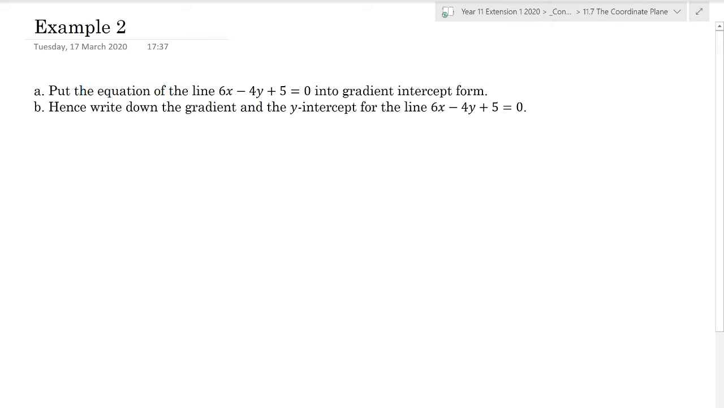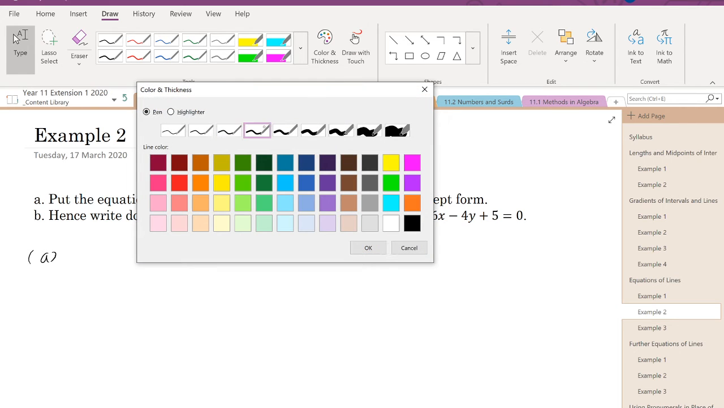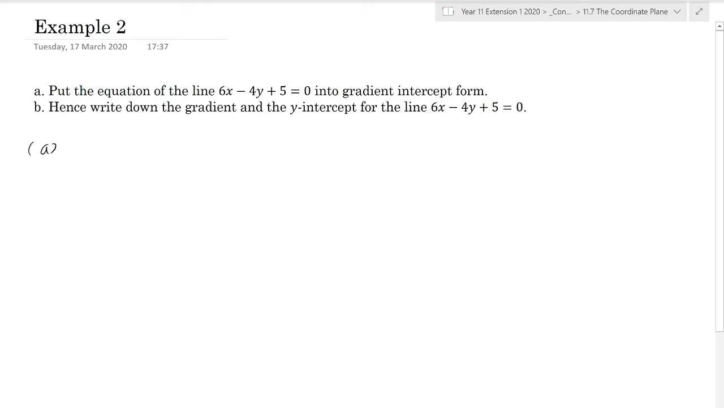Okay, example 2. Put the equation of the line 6x minus 4y plus 5 is equal to 0 in gradient intercept form. So we just want to rearrange this equation for y. I might change my pen so it's a bit thicker. Okay, that's better. We've got 6x minus 4y plus 5.